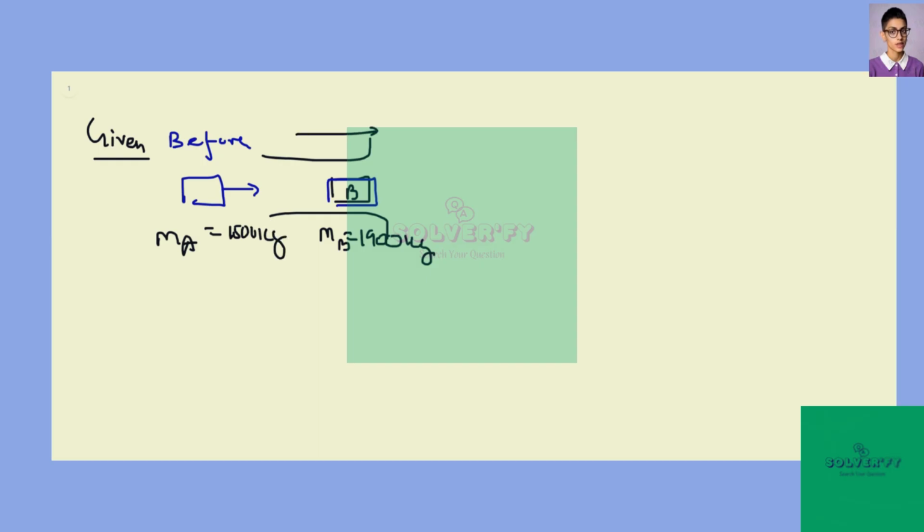Towards the right is the positive x direction. We don't know what the initial velocity of A is. We do know that the initial velocity of B is 0 meters per second because it's not moving.